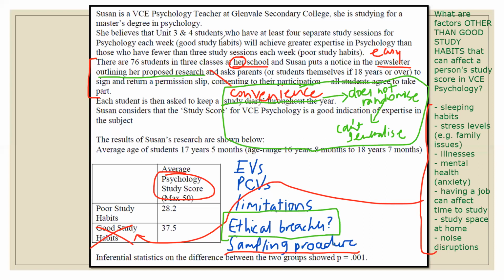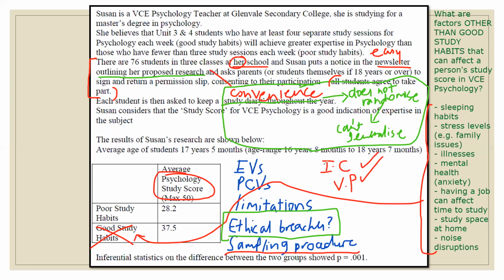We can also say voluntary participation, because it says all students agree to take part. So it kind of indicates that they've taken part willingly rather than being forced to take part, or rather than Susan going up to them being like, hey, take part in my study, or I'm going to deduct like 5 marks from your next SAC. So she hasn't threatened them in that way. So informed consent and voluntary participation have both been met.